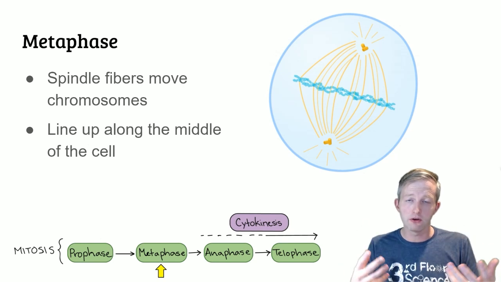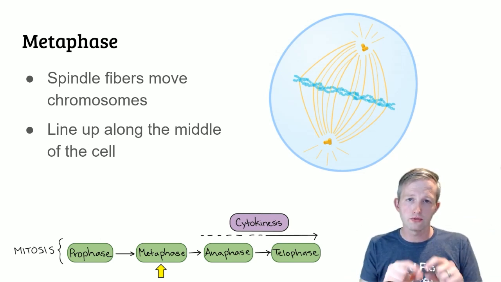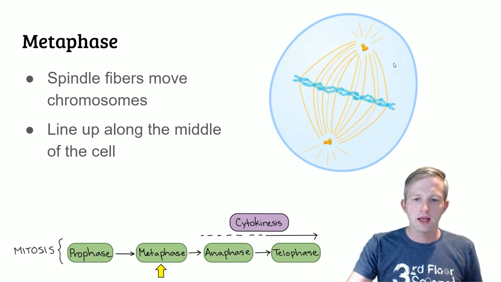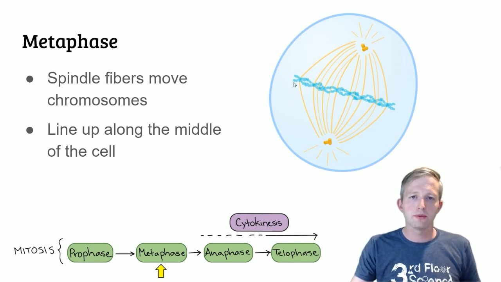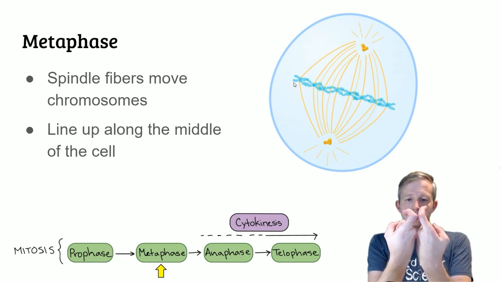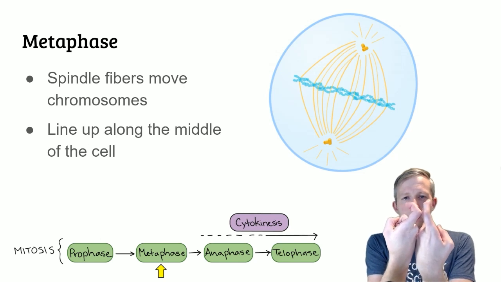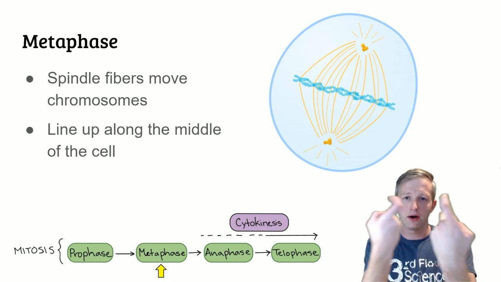So think middle for metaphase. The chromosomes get lined up by those spindle fibers right in the middle of the cell. And these X-shaped chromosomes are actually replicated pairs. So they exist in these little X shapes here, and I'm putting my knuckles together to make that little X so that I can show how they're going to get pulled apart.